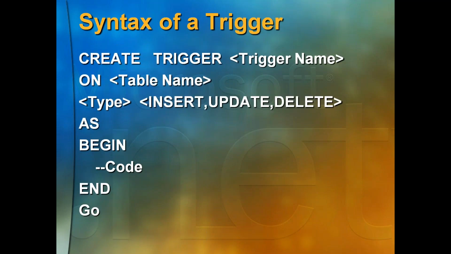Now, creating a trigger is something like this: create trigger, trigger name, on table name, type of the trigger, whether it is after or instead of trigger, and on which action I want to invoke the trigger. So insert, update, delete. You can give one action, two actions, or any combination. Then begin, and you need to write your code. Clear?